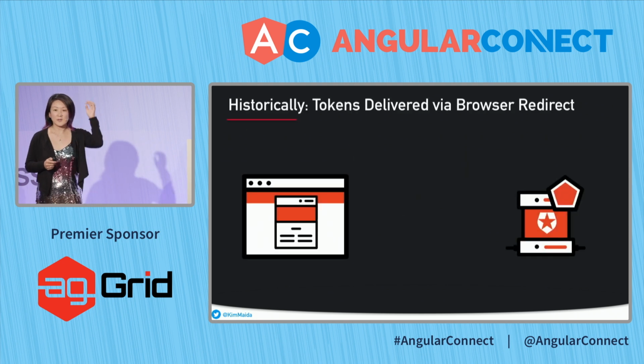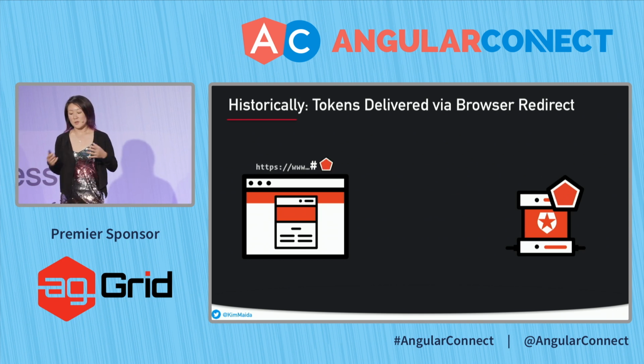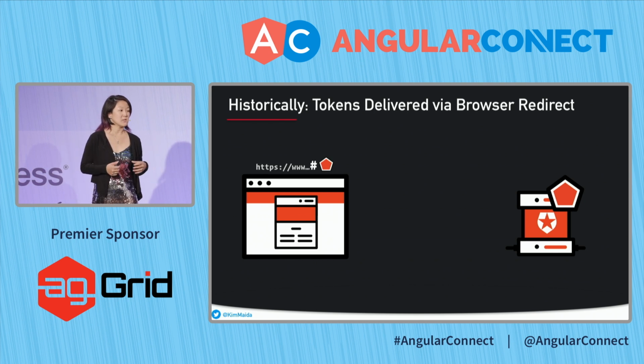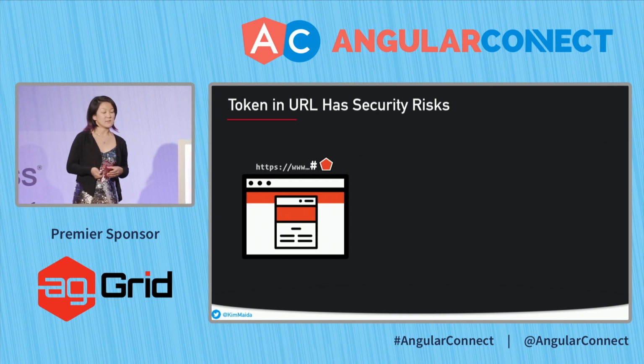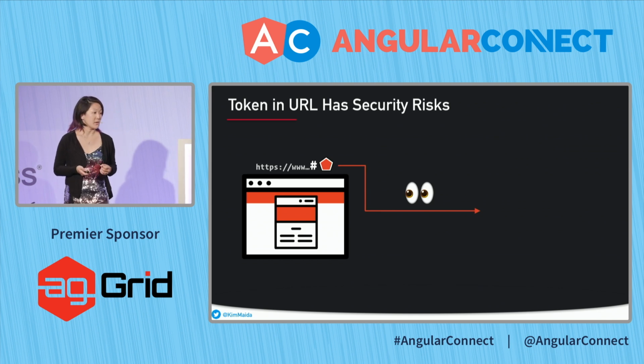So historically, the advice that was given in OAuth 2.0 was that tokens should be delivered via a browser redirect. So what this looked like was something like this. The authorization server would send the token back to the application in a hash fragment in the browser. Now, there's inherent security risks with doing something like this. For example, the token is vulnerable in a number of places with this paradigm.